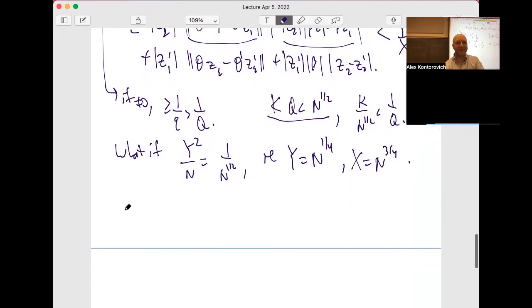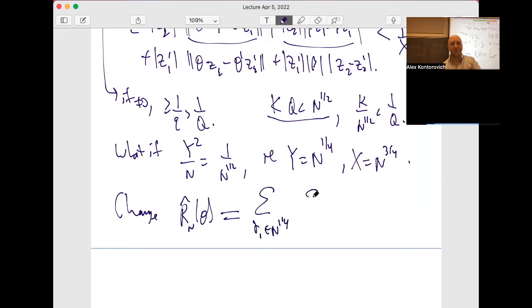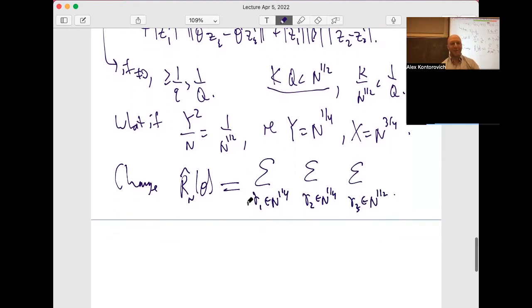So we're going to change Rn again. Change Rn theta to what? How about a ball of size n to the 1/4, another ball of size n to the 1/4, and then a third ball of size n to the 1/2. If you want to apply the first argument, you group these two and this. And if you want to apply the second argument, this second refinement, then you group this and these. Oh my God.